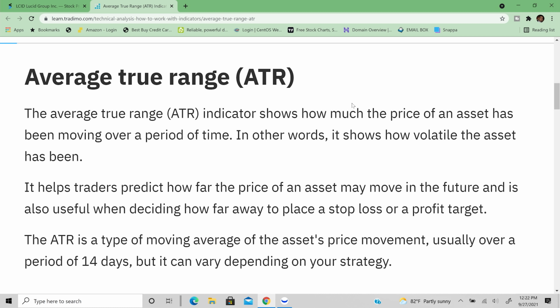The average true range indicator shows how much the price of an asset has been moving over a period of time. In other words, it shows how volatile the asset has been. It helps traders predict how far the price of an asset may move in the future, and it's also useful when deciding how far away to place a stop loss or profit target. The ATR is a type of moving average of an asset's price movement, usually over a period of 14 days, but can vary depending on your strategy.